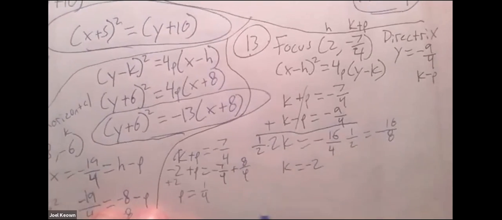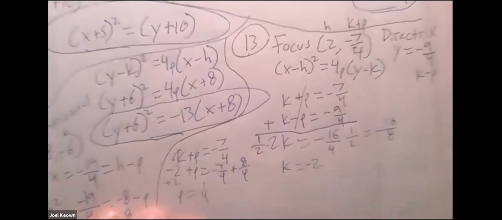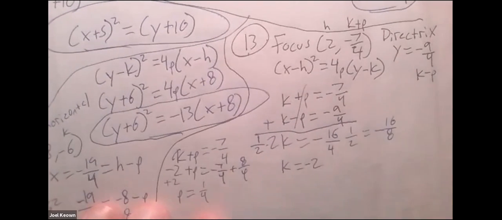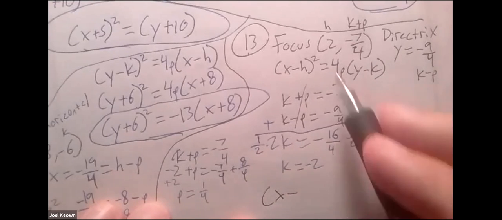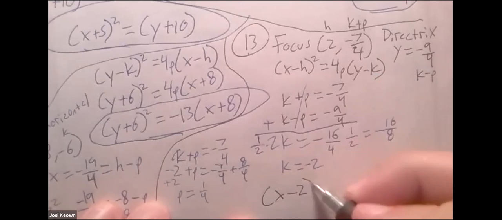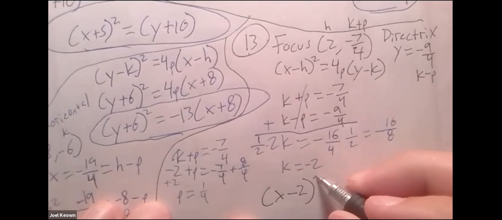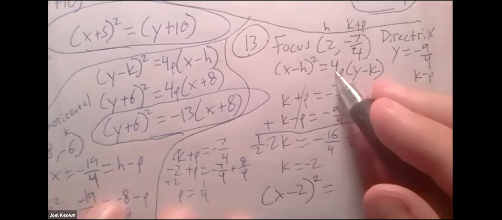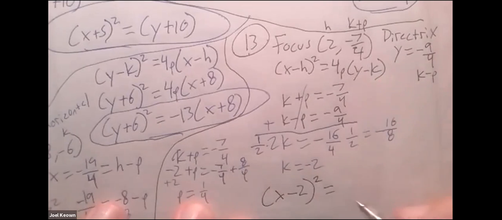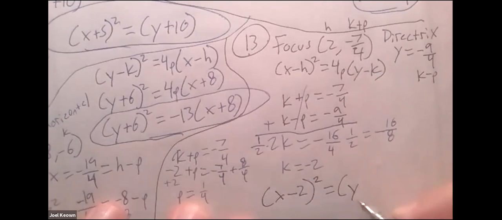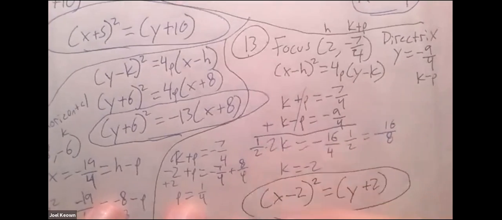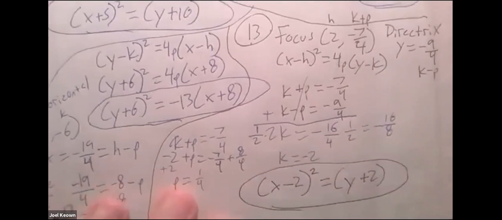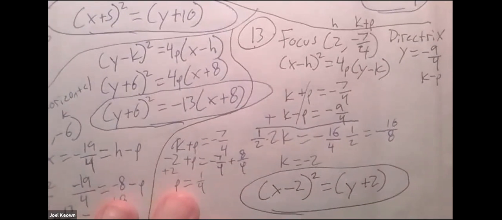Okay, so now I can plug everything into this equation for my final answer. We have x minus h, which was 2, squared equals 4 times p, which is just going to be 1, times y minus negative 2, so y plus 2. And that is the end of 8.4.